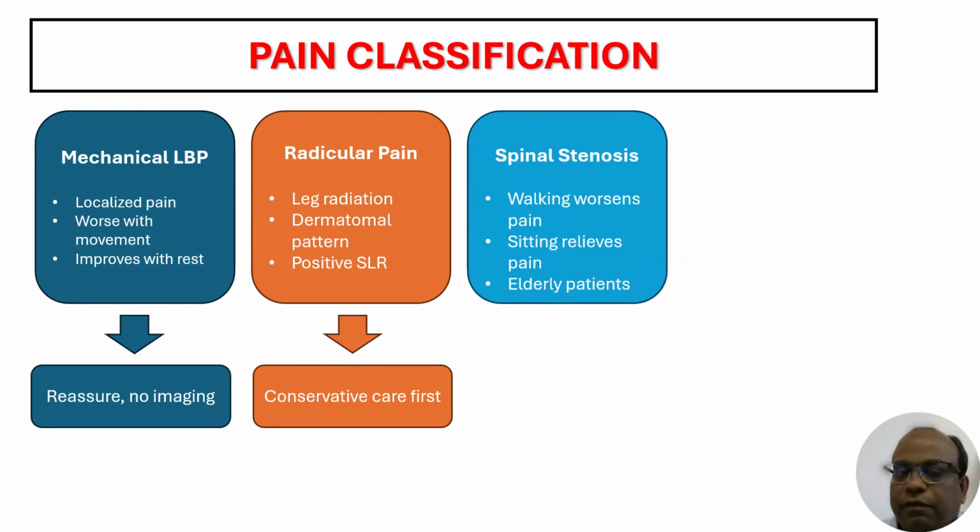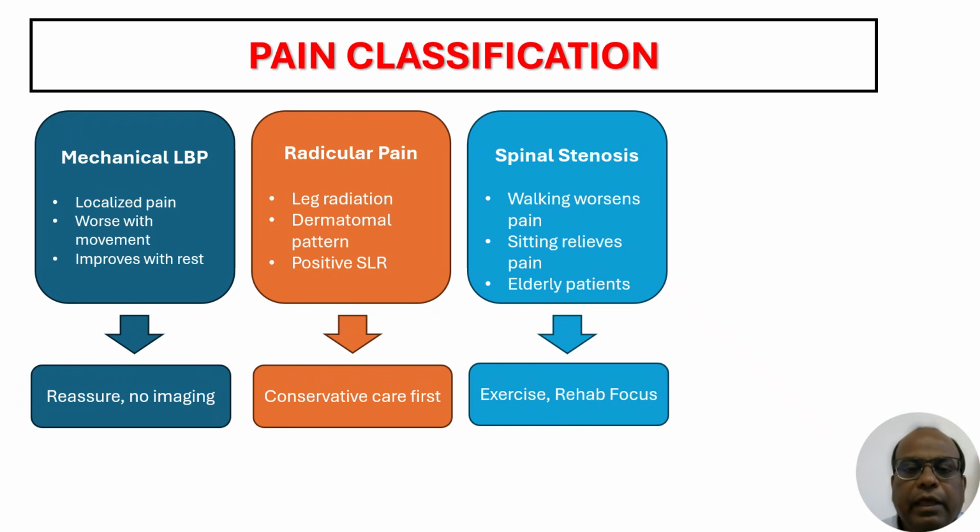Spinal stenosis typically affects older adults. Pain worsens with walking and improves when sitting. Use conservative care first, like exercise and rehab, and then consider referral if necessary.